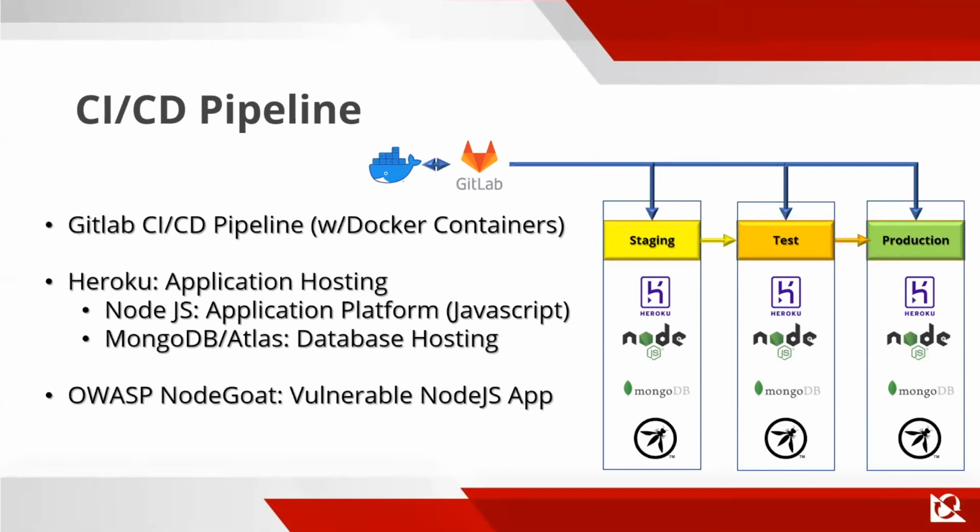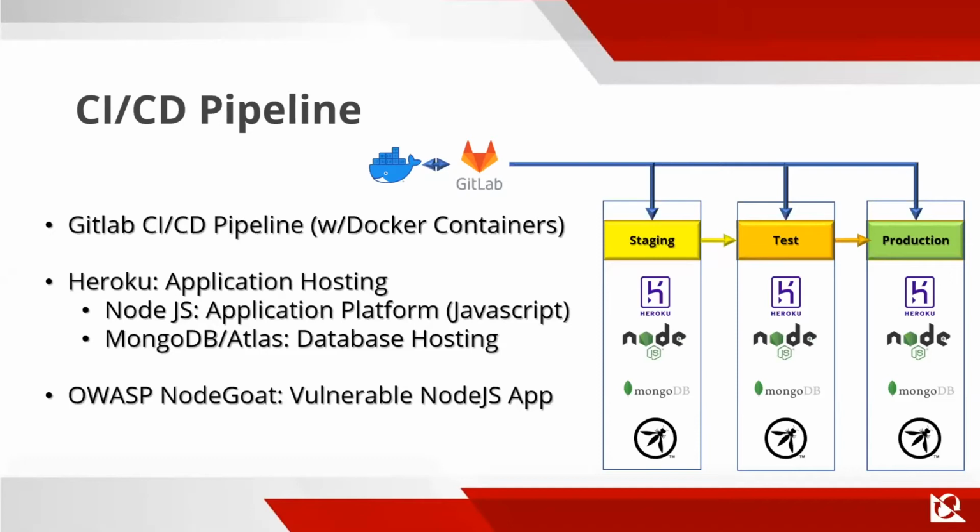I'm using the GitLab CI/CD pipeline with Docker containers. I'm deploying a staging, test, and production environment. I'm using Heroku to host the application, mainly because it's easy and it's relatively inexpensive. I could host that anywhere, AWS, Azure, it's all relative, Google. I have a Node.js application, which is effectively JavaScript. That is the application platform.